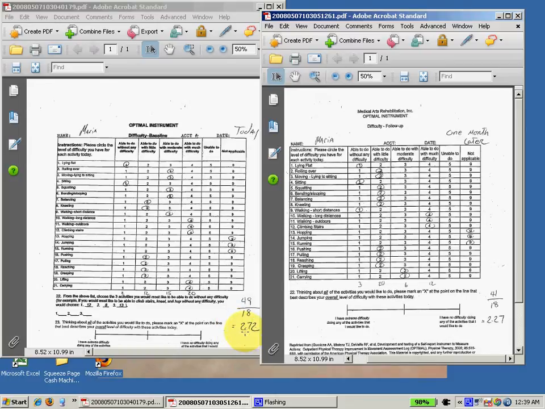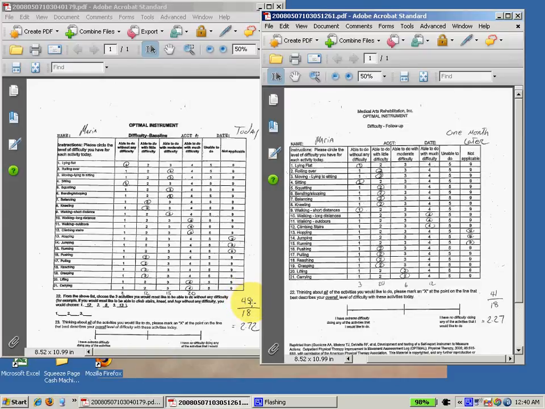Note that she went from a 2.72 to a 2.27. She decreased in a couple of areas, like here at lifting and carrying. She went from a 4 to a 3. Note that she was a 4 over here. Okay, a lot of the 3s at the initial went to 2s. And you can see that here. And that's reflected in the overall scores, 41, which is a lower score than 49.